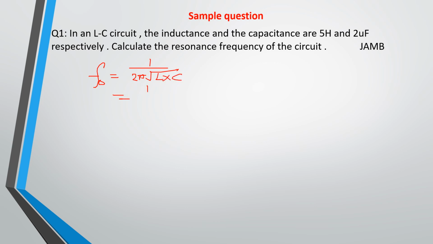So just put the values there, 2 times pi times the square root of 5 times 2 times 10 raised to the power minus 6. Don't forget that you convert 2 microfarad to farad by multiplying 2 by 10 raised to the power minus 6, to give you this in farad. Okay, so that is what you should do.